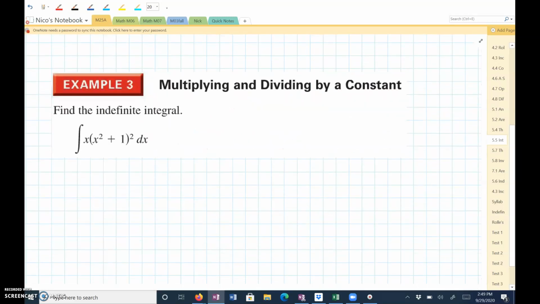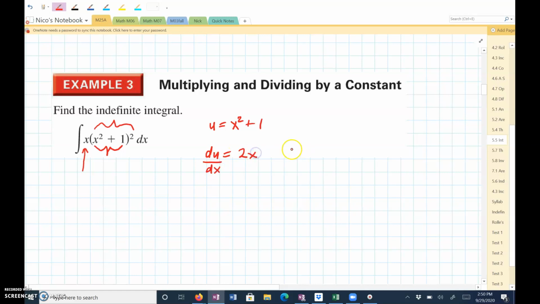Let's look at example 3. So we've got two functions here. This one is the composite function, and x is just a linear function. So first of all, I want to let u equal the part of the function that is inside the composition function. So this is going to be x squared plus 1. Then I take the derivative of u with respect to x, which would be 2x. So du equals 2x dx.